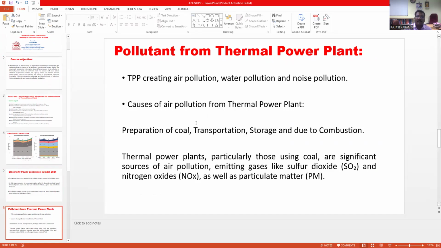Pollutants from thermal power plant. The thermal power plant creates air pollution, water pollution, and noise pollution. The causes of air pollution from a thermal power plant begin right from the preparation of coal, transportation, storage, and during combustion. After combustion, the flue gas from the combustion chamber, after reaching all the heat exchanging parts, finally reaches the chimney through the electrostatic precipitator. Thermal power plants, particularly those using coal, are a significant source of air pollution, emitting unwanted gases like sulfur dioxide, NOx, as well as particulate matter.